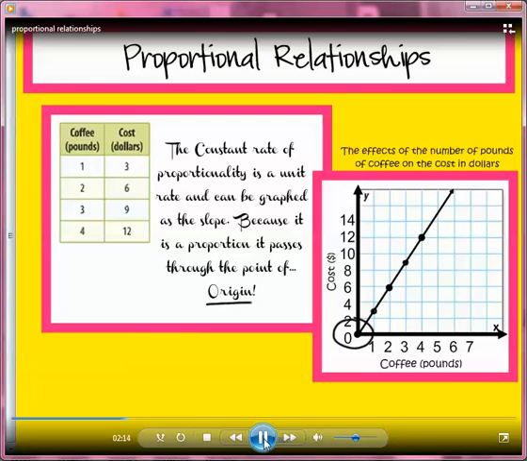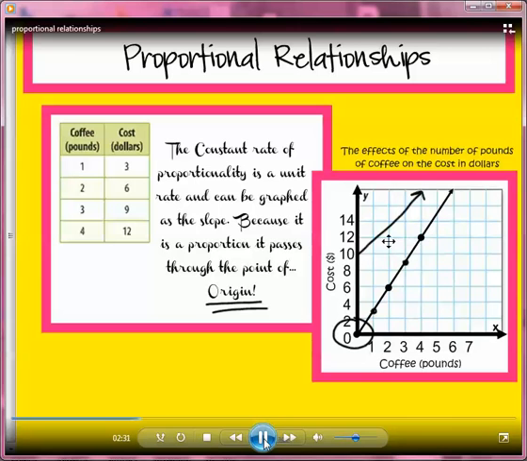This is important because that's the only way that you can determine that something is proportional on a graph, if it passes through the origin. If this line would have moved up here, for instance, it's not passing through the origin, so it's not proportional.